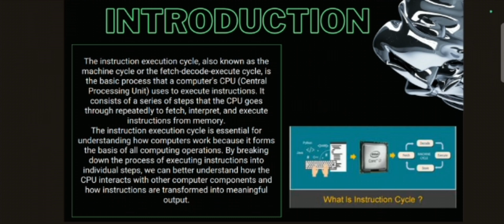Today, I would like to talk to you about one of the fundamental processes in computer architecture, the instruction execution cycle. This is also known as the machine cycle. It is a process by which a computer executes a single instruction. It consists of three stages, that is fetch, decode, and execute stage.